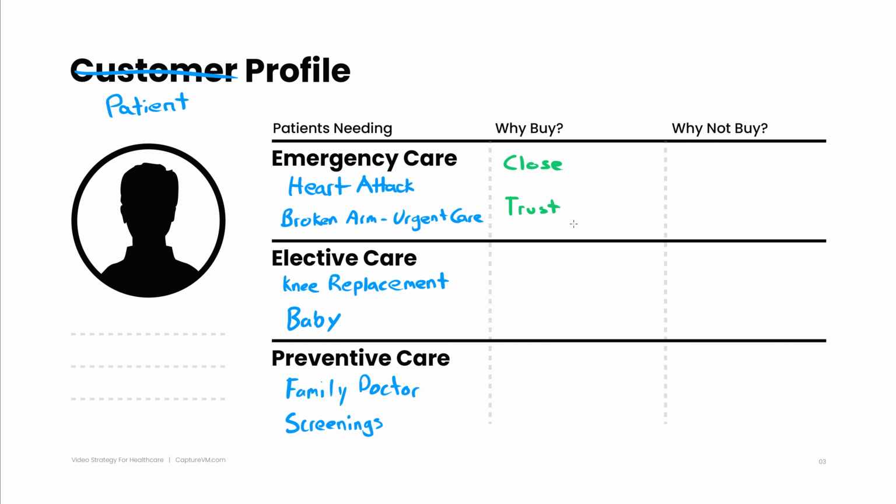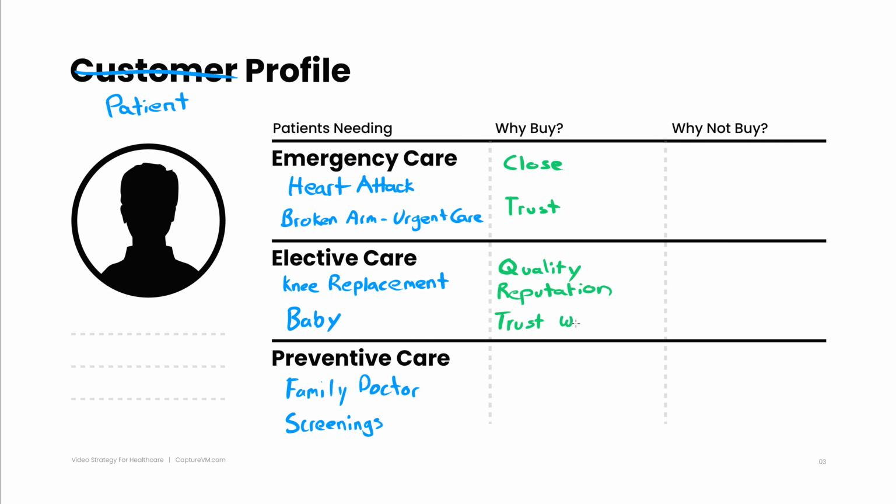Let's go down to elective care. Why would someone choose knee replacement at your hospital? A big thing is probably the reputation or the quality of services. Your doctors had 300 successful knee surgeries with great outcomes. People are going to choose that because they want the best outcome. Another thing here is trust. If you're expecting a baby, you want a hospital you can trust. You want a hospital you feel comfortable with.